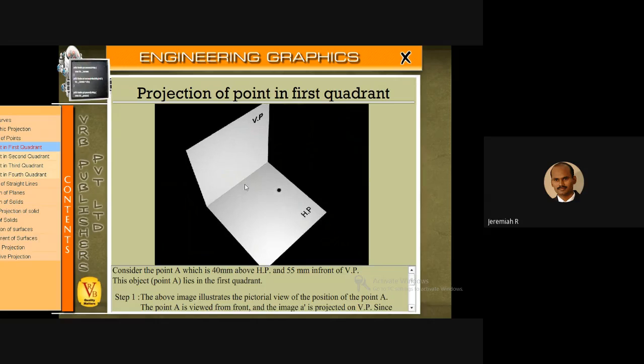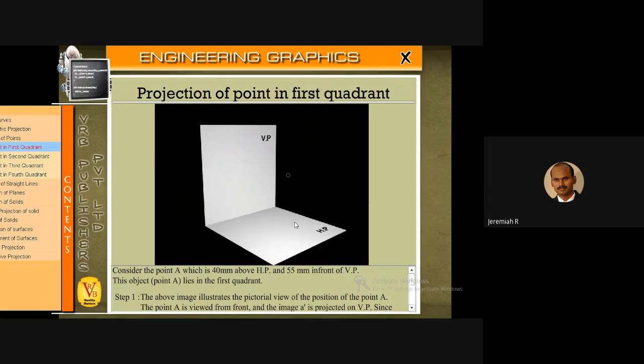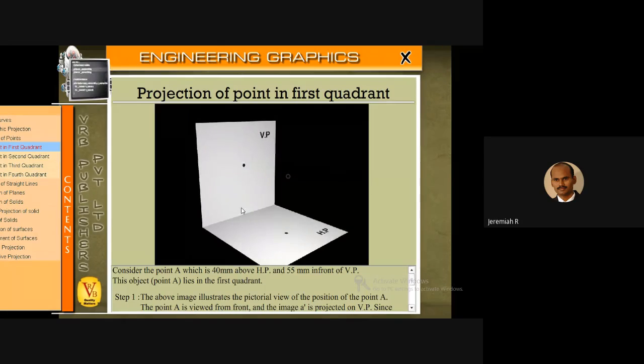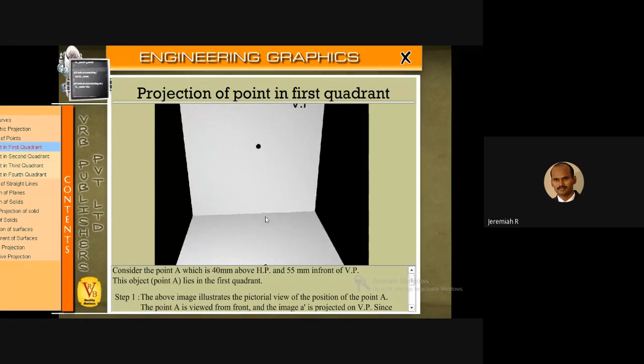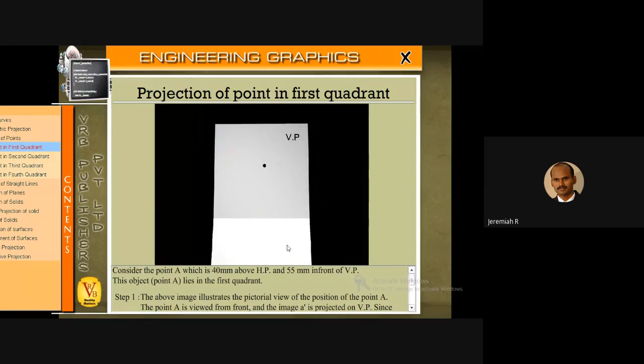Just watch one more time. The distance above HP will come on VP. So in the top view, this is in front of VP. This distance will come on here.